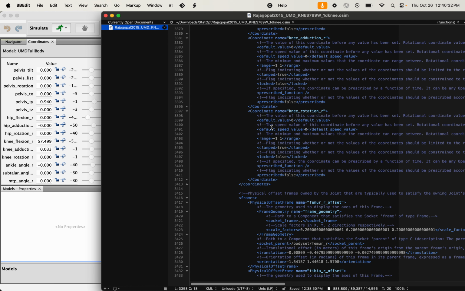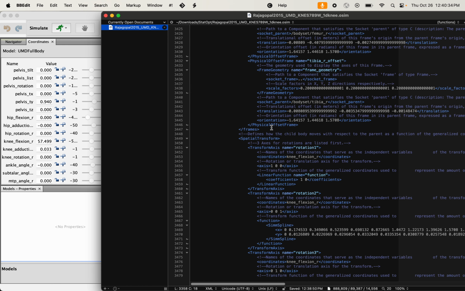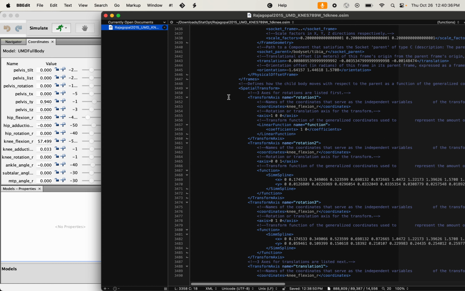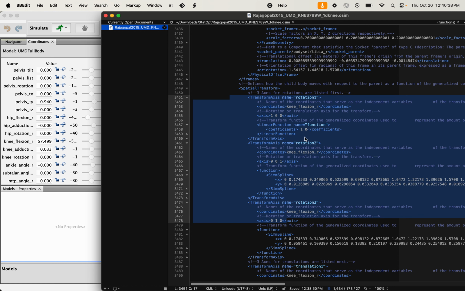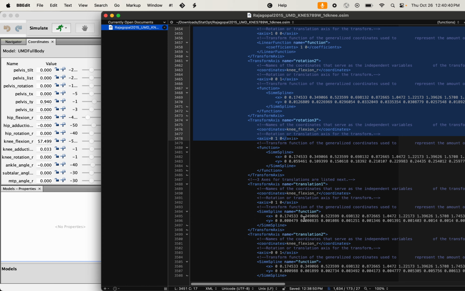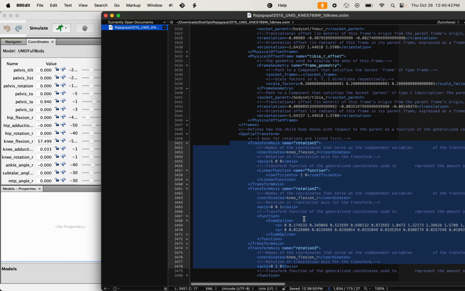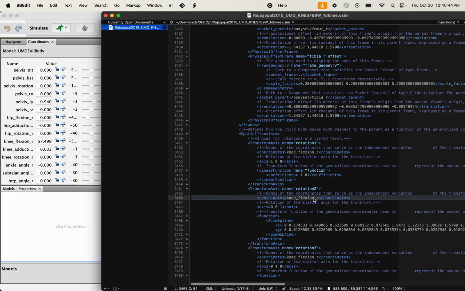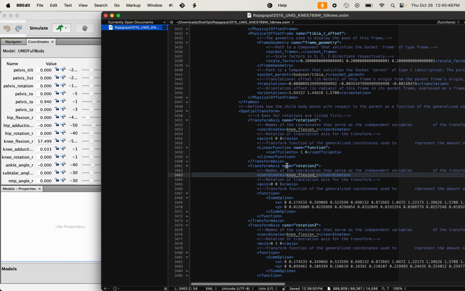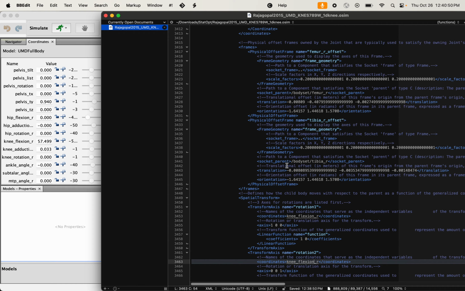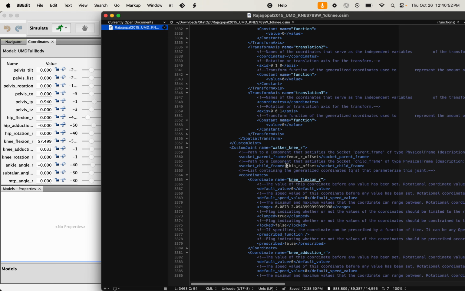Where you tell it how many is down here, again under spatial transform, where I say here's the rotations it can do and here's how they're defined, here's the translations it can do and here's how they're defined. So the reason that my knee is not moving in the frontal plane, but my hip is, is because my hip has that transformation defined, my knee doesn't. So let's go up to my hip and see what that looks like.